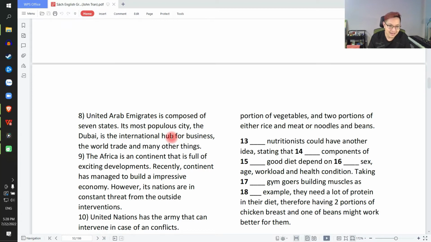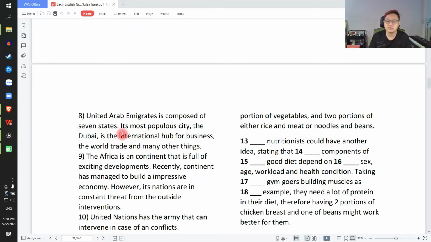It's an international hub for business, world trade, and many other things. So we want to talk about international hub for the first time. We want to introduce that new information. So we use an international hub here. Cái chỗ này mình muốn giới thiệu một cái điều mới, đó chính là một cái trung tâm quốc tế. Cho nên mình phải có an ở đây. Mà dùng an ở đây phù hợp.